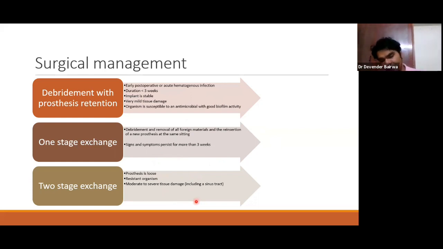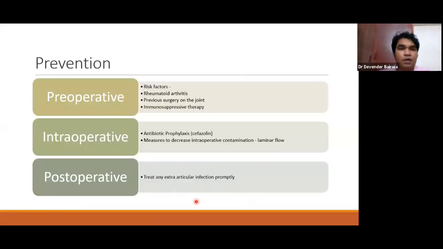Mostly if there is presence of a resistant organism, a loose prosthesis, or severe tissue damage, like from a sinus tract, in all these conditions you should consider two-stage exchange. First, you remove the prosthesis, you treat the local infection, you wait for healing, and then when the tissue is ready, when the niche is ready, you can put in the new prosthesis.